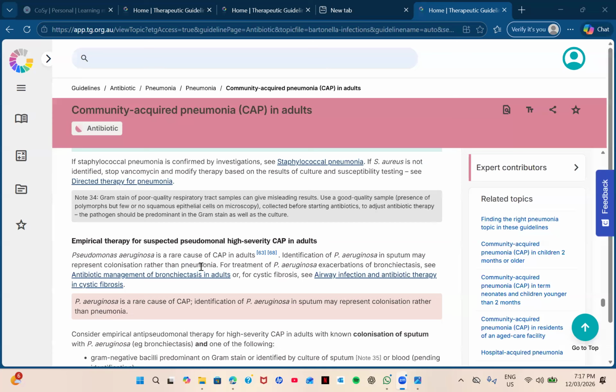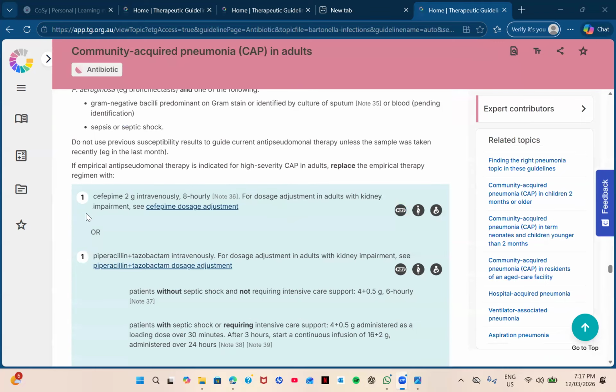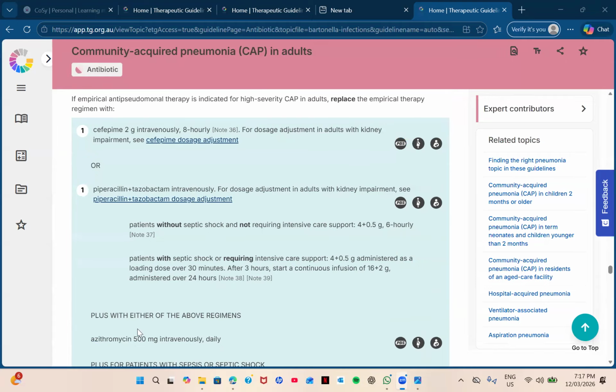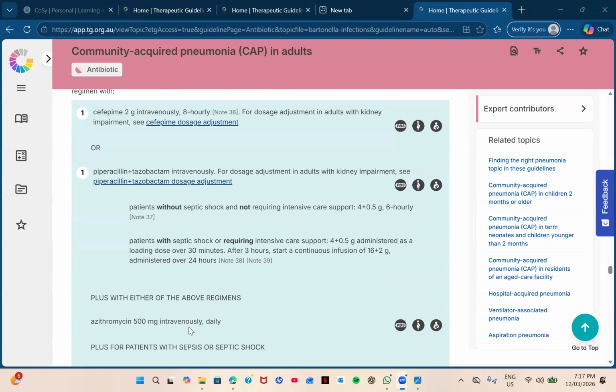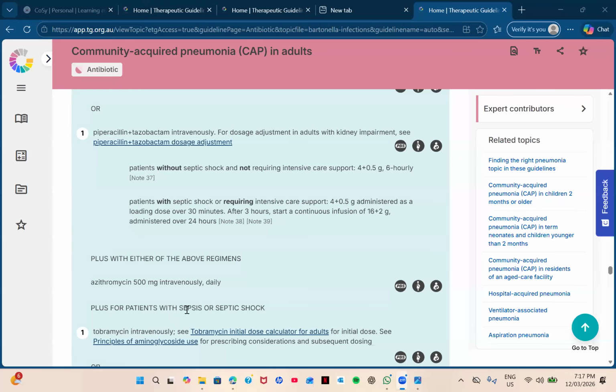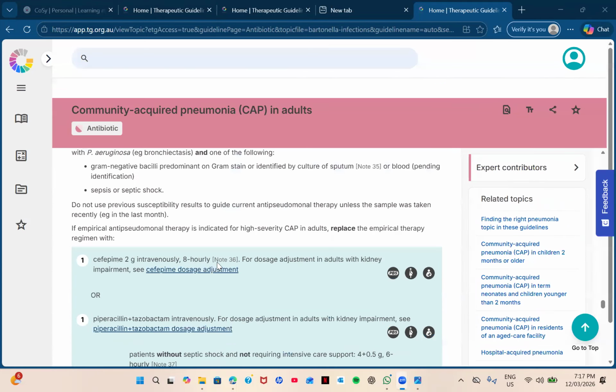Here, empirical therapy suspected Pseudomonas in high severity community acquired pneumonia in adults. High severity, Pseudomonas suspected. So, this is the treatment. Cefepime or piperacillin tazobactam plus, either of above regime with azithromycin plus. So, how many drugs here we are using? In Pseudomonas high risk cases, three drugs, right? So give me a combination.